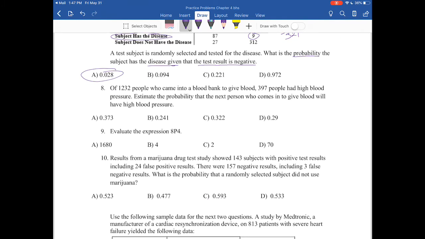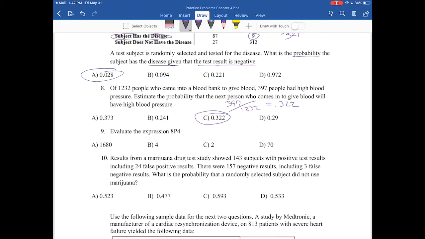For number 8 here, we're looking at a blood bank, people coming in with high blood pressure. What's the probability the next person is going to have high blood pressure? Well, we have to go by what we're given. So there's 397 people who showed up out of the 1232 that had high blood pressure. When we divide this out, we get 0.322, so almost a third, or 32.2% chance that the next person who comes in will have high blood pressure based on the information that we've been given.